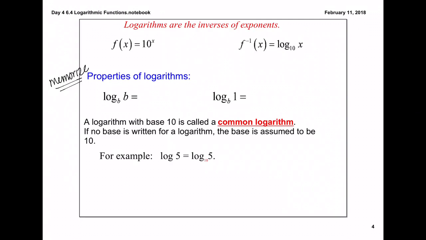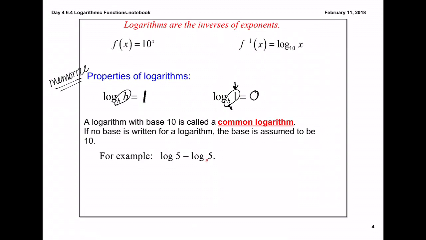If we have log with a base b of b, so these two numbers right here match, it equals 1 whole. If we have log with a base b of 1, it will always equal 0. So it doesn't matter what this b is. If you have a 1 right here, it will equal 0.